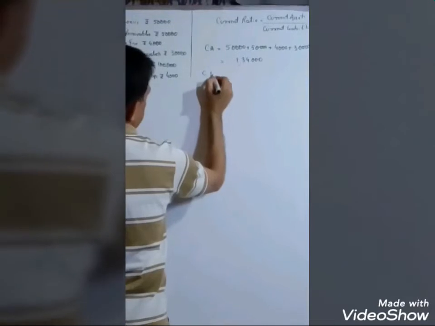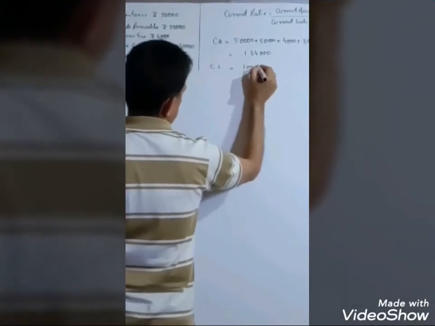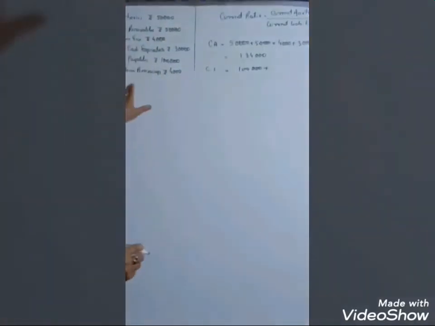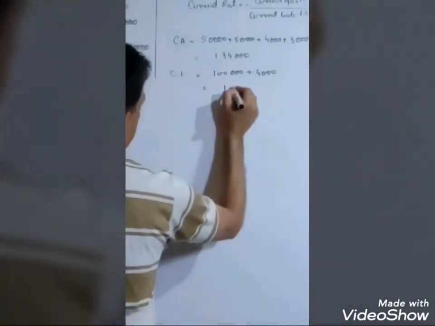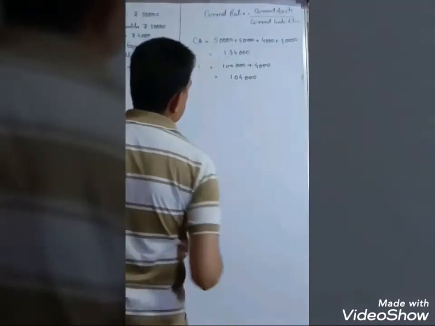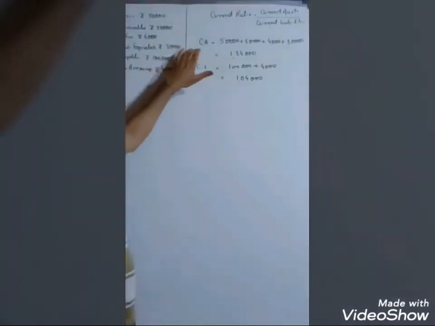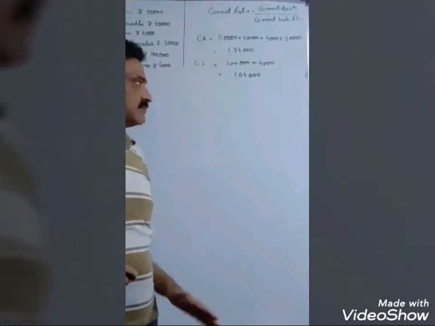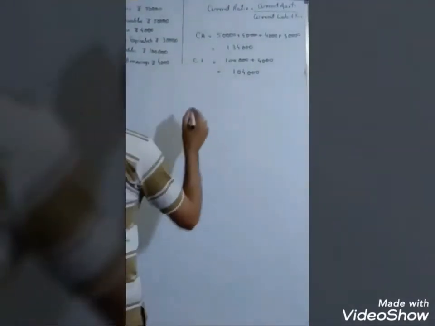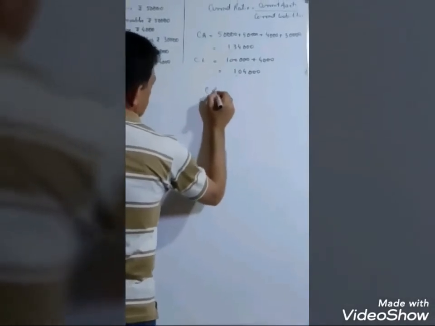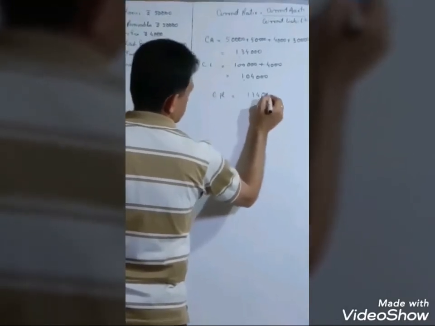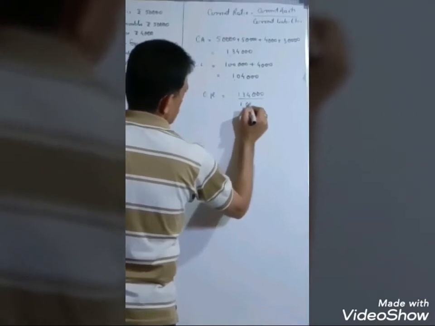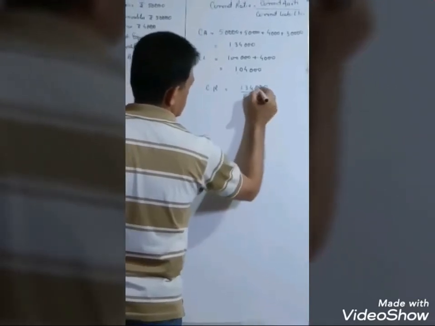Now the current liabilities: trade payables rupee 1 lakh plus short term borrowings rupee 4,000. So this will be 1,04,000. Now we have both current assets as well as current liabilities. So on the basis of this, we may calculate the current ratio. Therefore, current ratio is equal to 1,34,000, these are your current assets, over 1,04,000, these are your current liabilities.